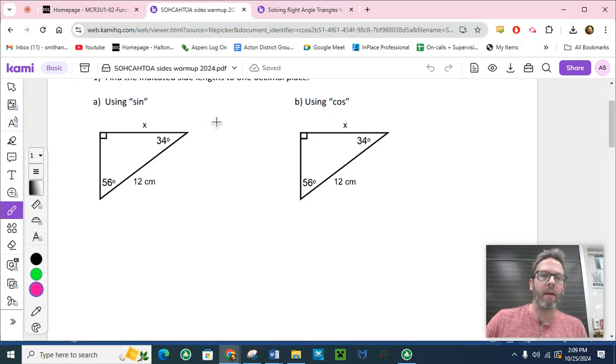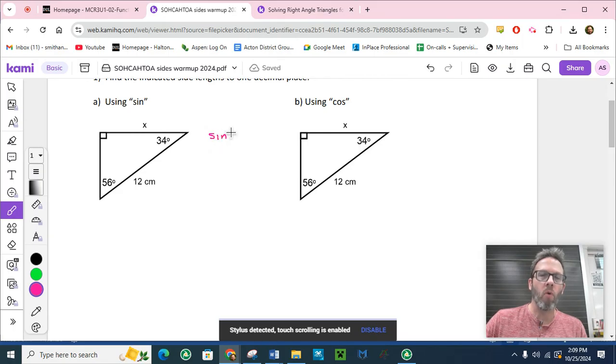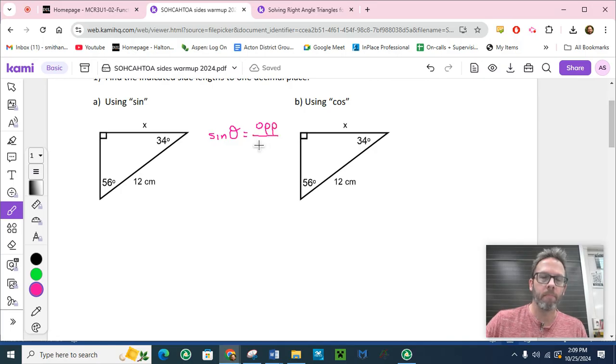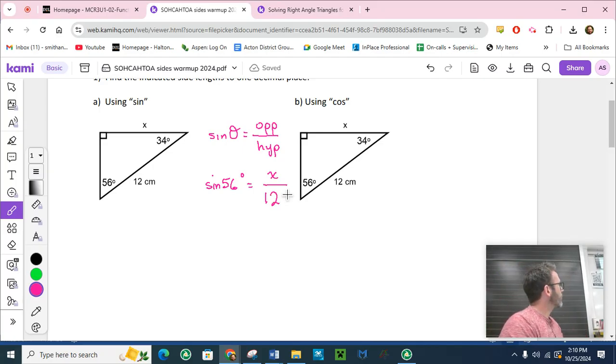I think I'll do maximum work for A and then minimum work for B. So in both cases, you're given the hypotenuse. But if you want to use the sine ratio, that's using the angle of 56, where what you're looking for, that side, is the opposite side. And again, I'm going to show max work for this first one, and you might benefit from showing the maximum amount of work, or you might feel comfortable enough.